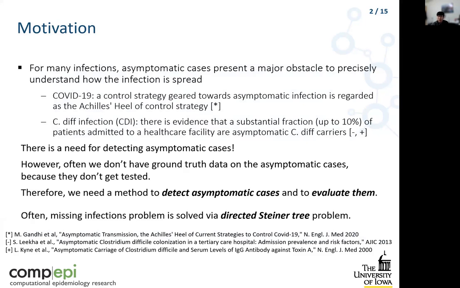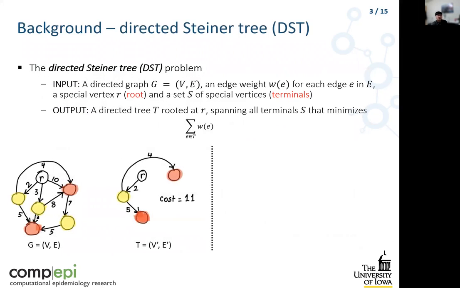Often, the missing infections problem is solved using the directed Steiner tree problem. So what is the directed Steiner tree? It takes as input a directed graph with weighted edges, a special vertex R, which is the root, and a set of special vertices S called terminals. The goal is to find the tree rooted at R that spans all the terminals such that it minimizes the cost of the tree, where the cost is defined as the summation of the edge weights in the tree.